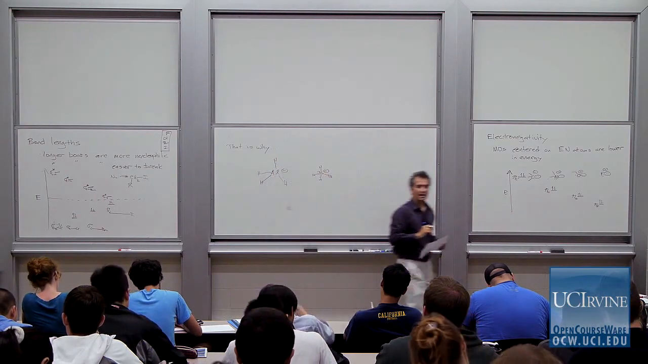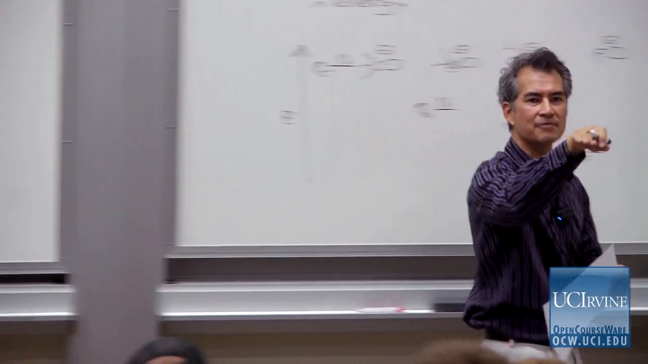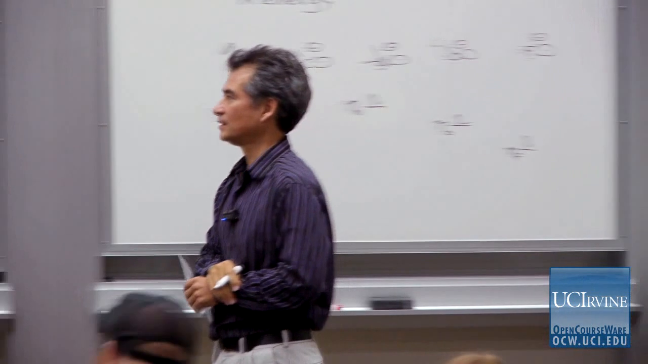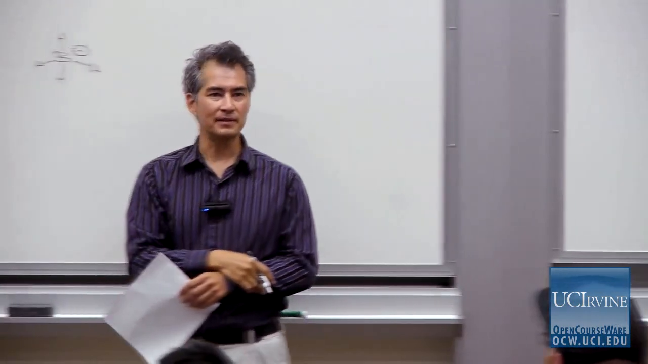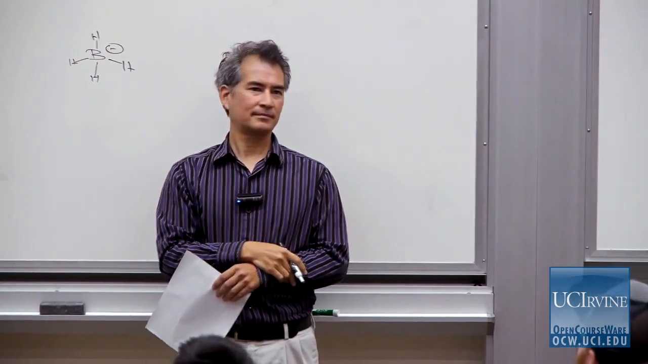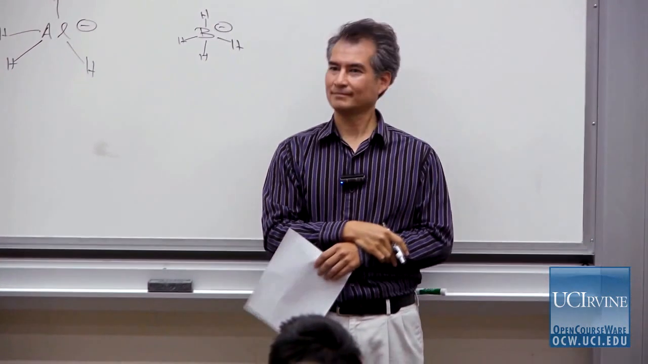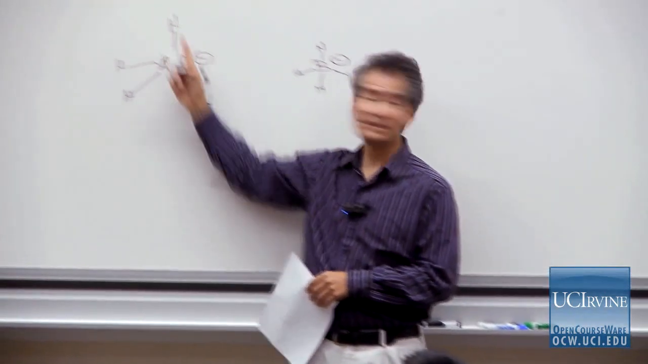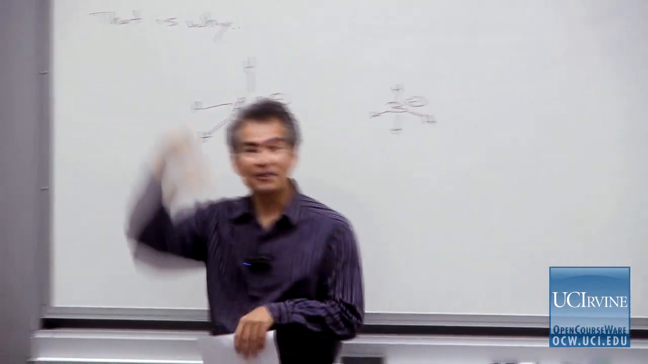Boron is a second row atom like carbon. Boron, carbon, nitrogen, oxygen, fluorine. Aluminum is a third row atom. Which of these do you think is more nucleophilic? These bonds are longer. These bonds are higher in energy.